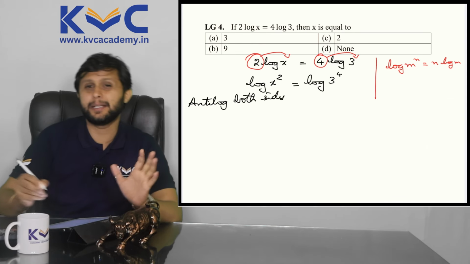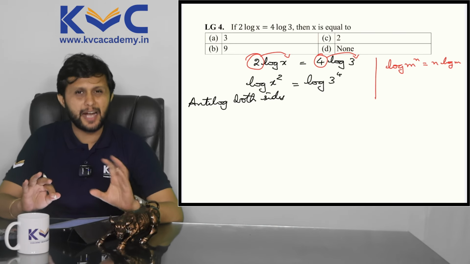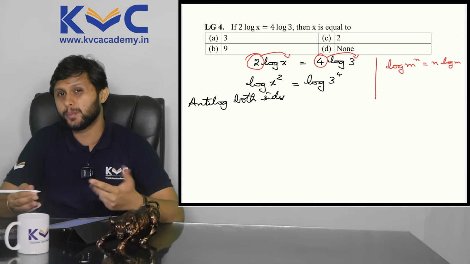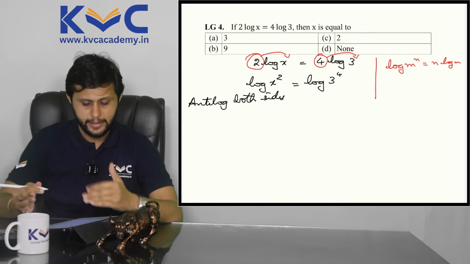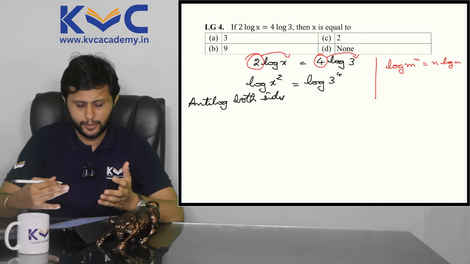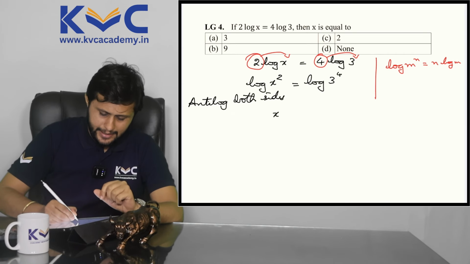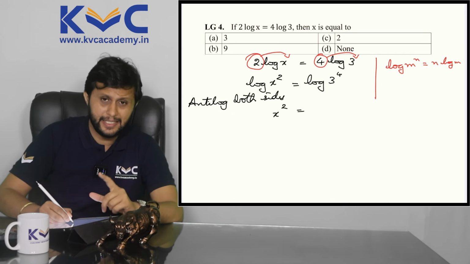I have told you multiple times, whatever you do on one side, the same thing should be done on the other side. You can add, subtract, multiply, divide, take square root. We have done all of this in the first 3 units, and here we are taking log, anti-log. Log we have not taken yet. Anti-log we are taking on both sides. Okay. So log cancels. When you take anti-log, you get x square equal to 3 to the power 4.